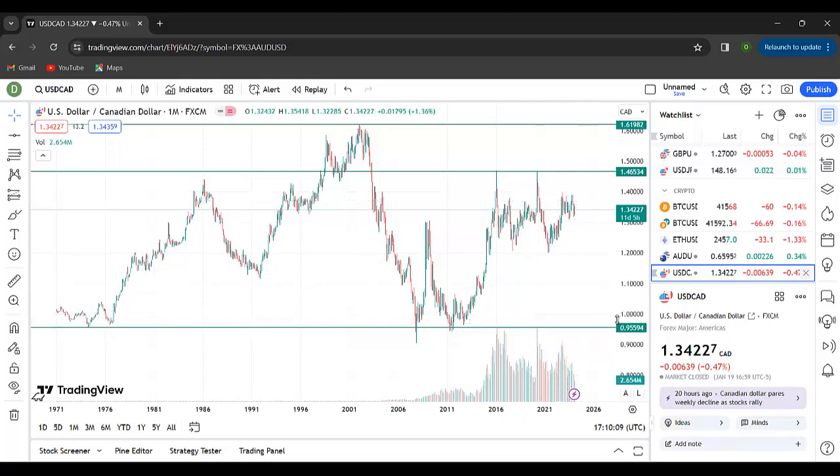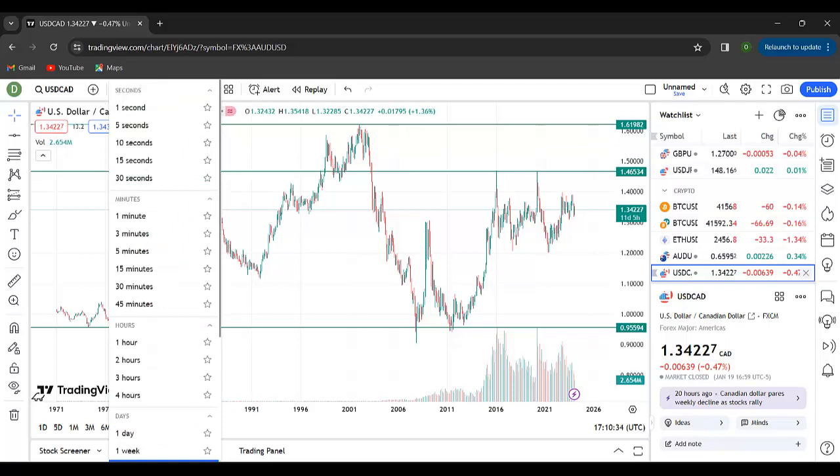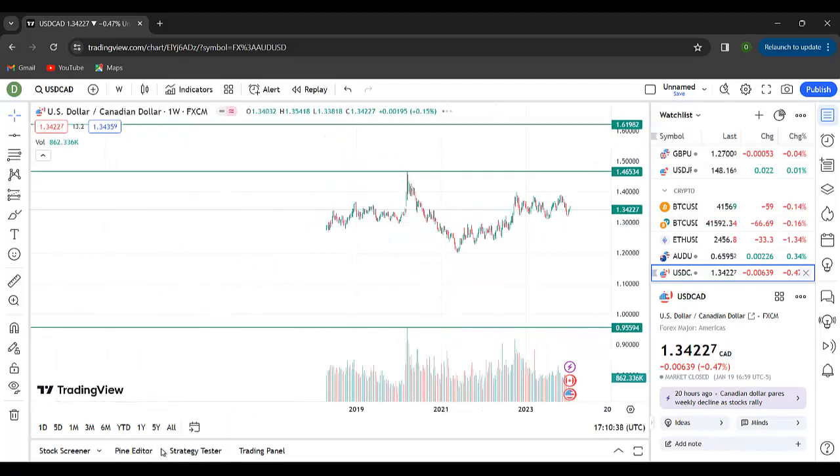So the downside, well, let's see how that goes. Let's see if we have more details on the weekly time frame, to confirm what we've just seen.